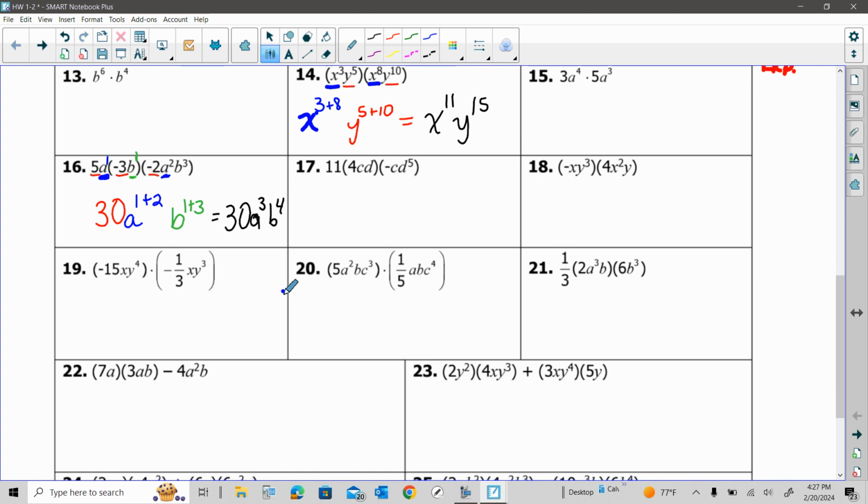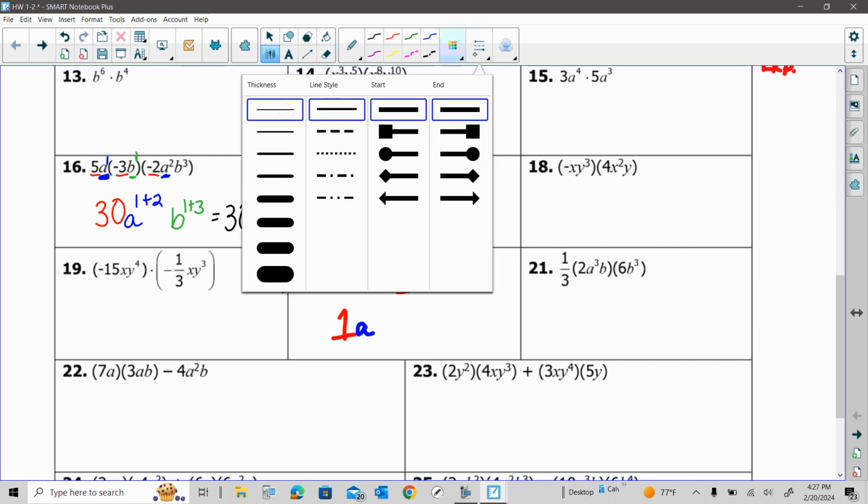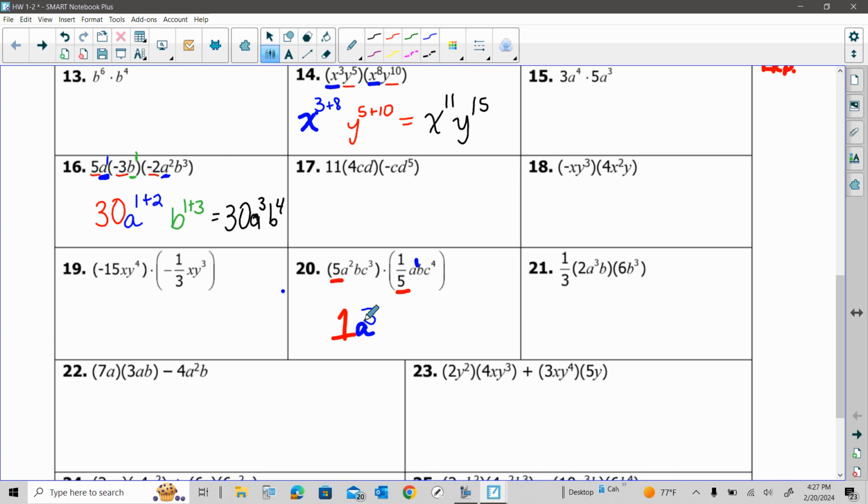So same here, like on 20. Don't let the fraction fool you. If I do 5 times 1/5, that's just going to leave me with 1. Then I go to my a's. To the second power plus this a to the first. That's going to now give me an exponent of 3.